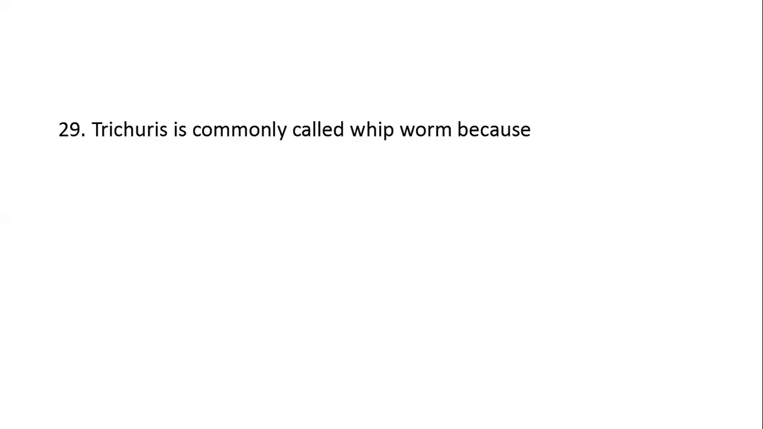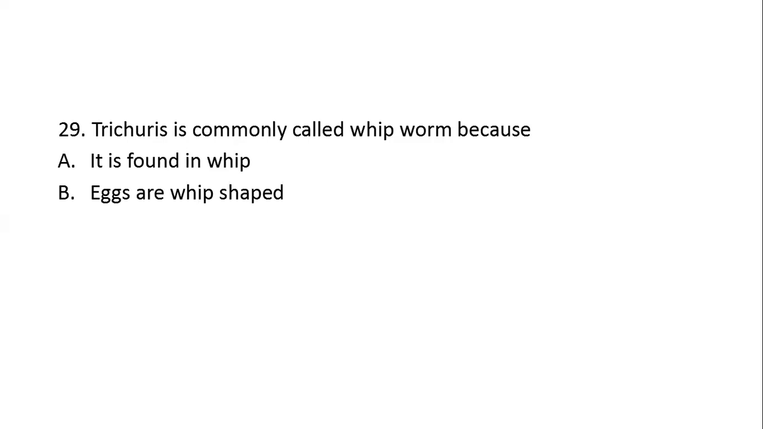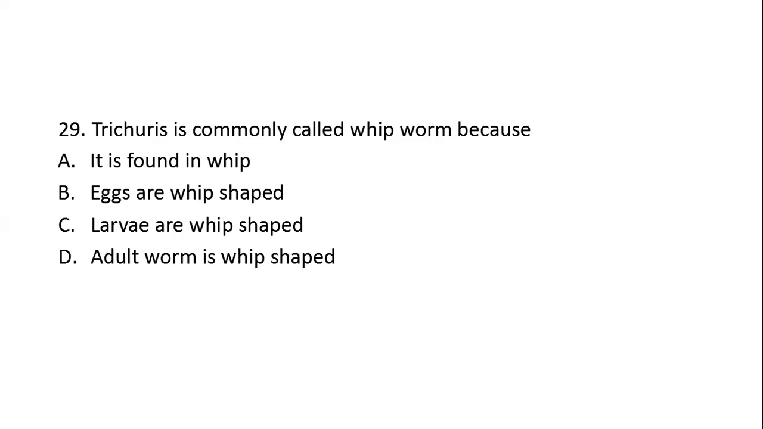Next question, Trichuris is commonly called whipworm because option A, it is found in a whip. Option B, eggs are whip-shaped. Option C, larva are whip-shaped. Option D, adult worm is whip-shaped. The right answer is option D, adult worm is whip-shaped.